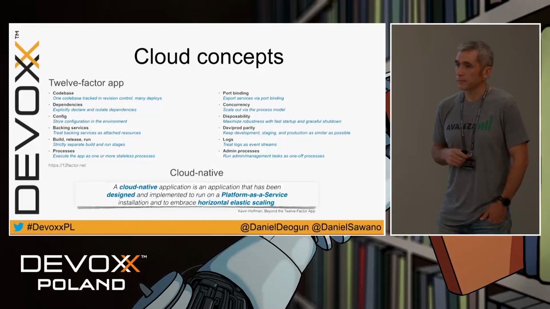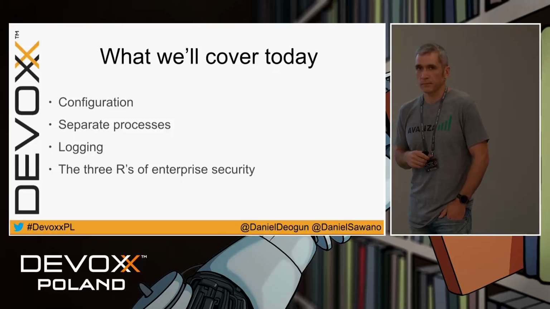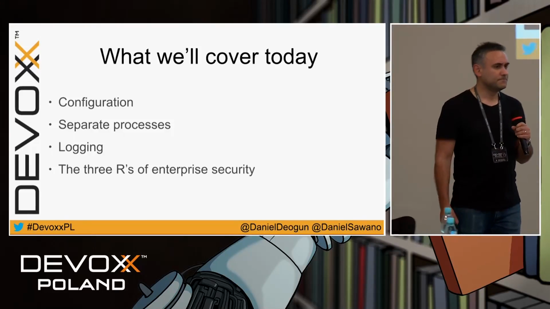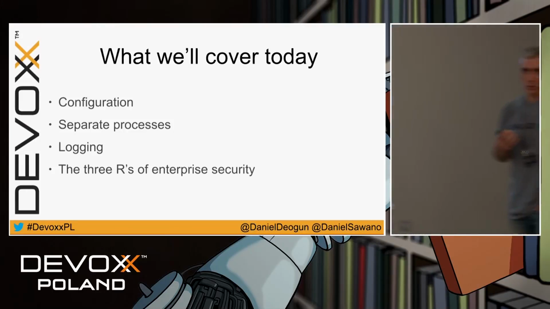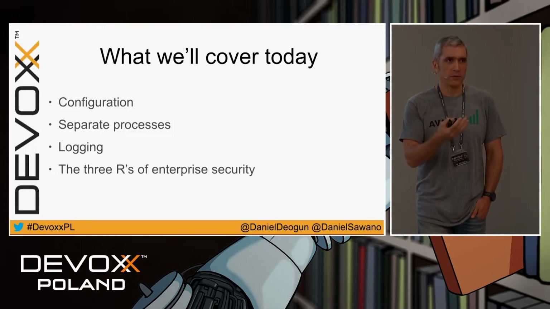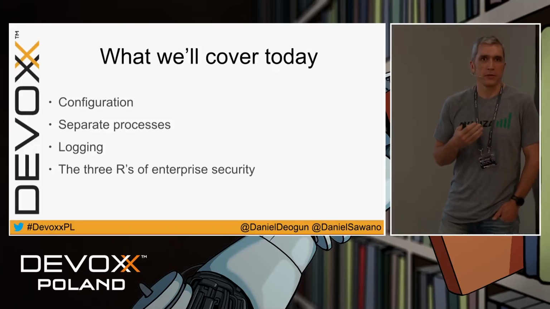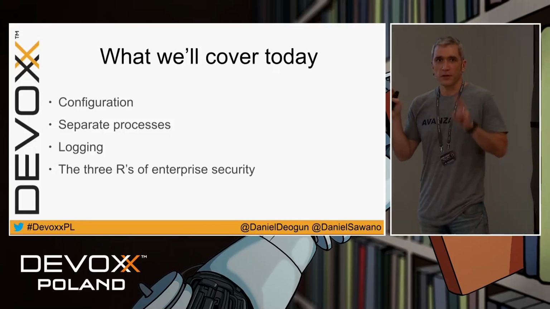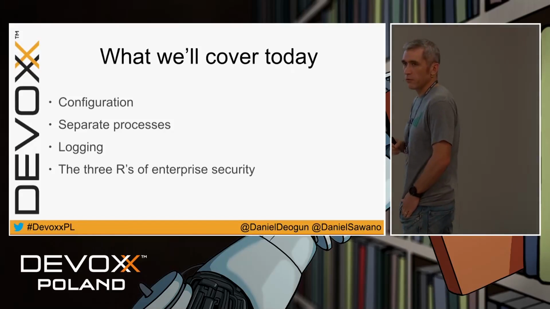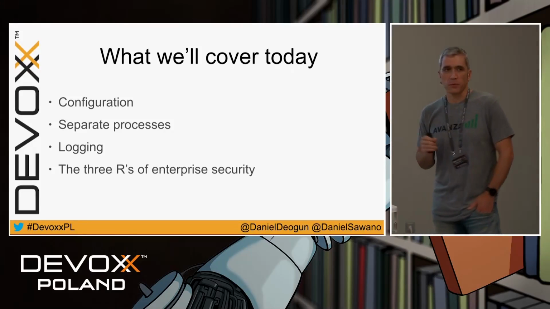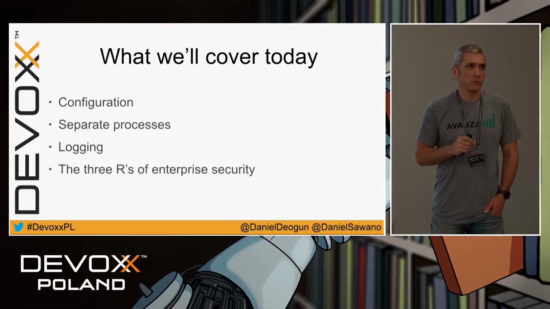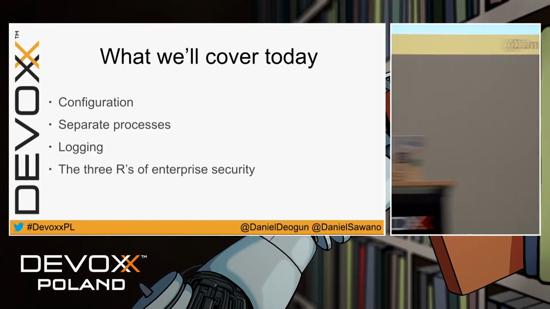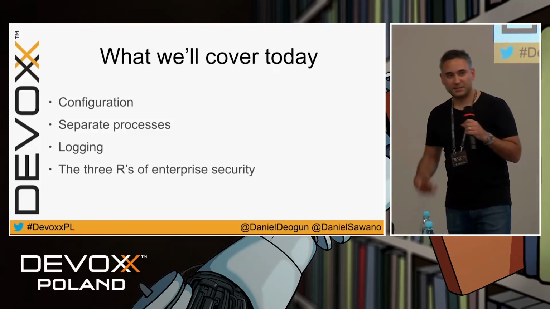So what will we cover today? We're going to start off by talking a little bit about configuration, right? Yeah. How should we handle configuration in a secure way? We're also going to look at some of the security challenges that you may encounter when you handle configuration in a more traditional way. Then we're going to move on and see how the concept of separate processes can help you create more secure architectures. And of course, logging. Everybody needs logs, right? And everybody deals with logs.